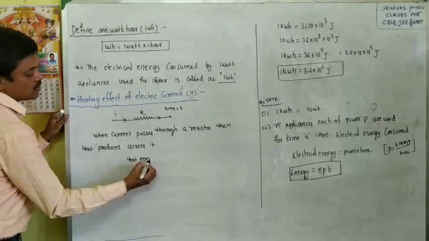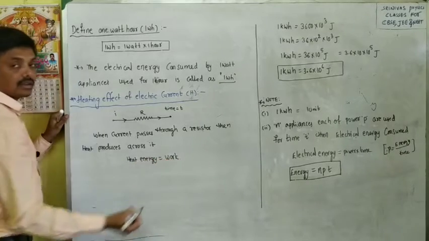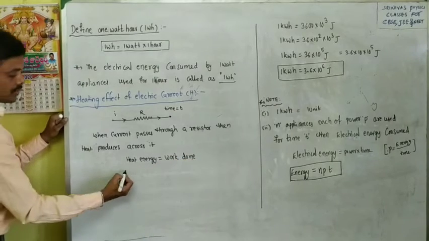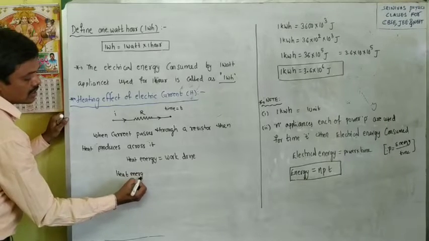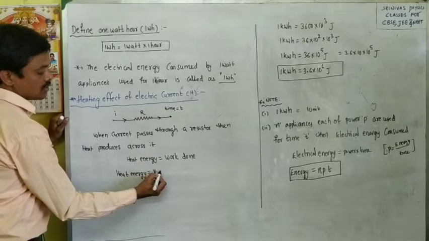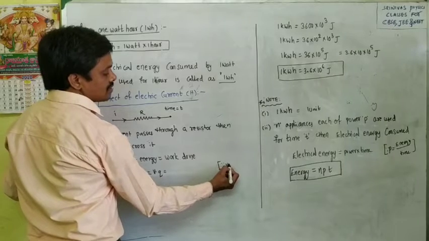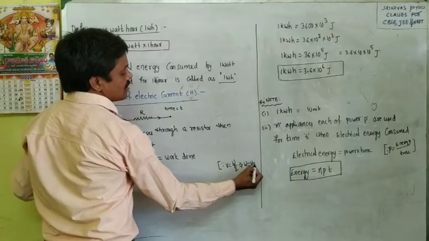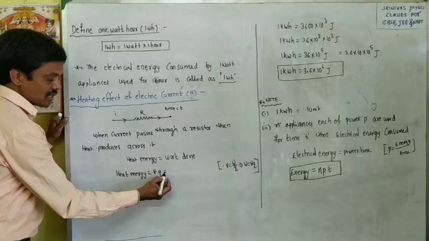Heat energy produced is equal to the work done by the battery. Energy is equal to work done. What is the work formula? Potential difference is V equal to W by Q, so from this W is equal to VQ. Heat energy equals work, which is potential difference into charge.